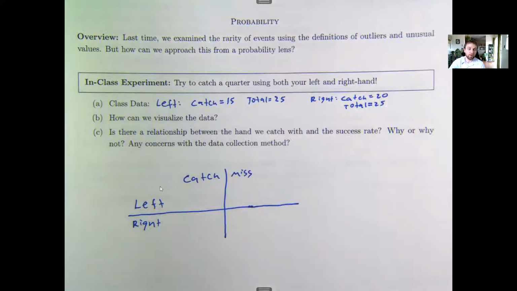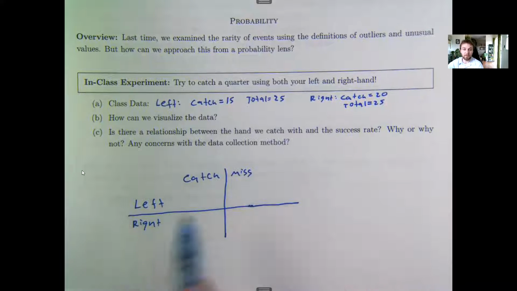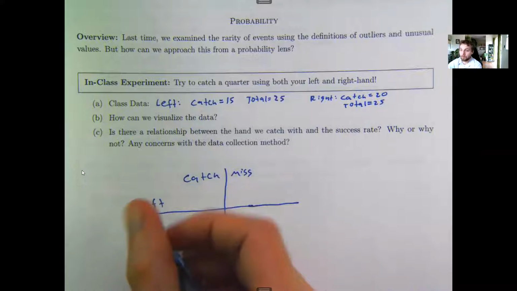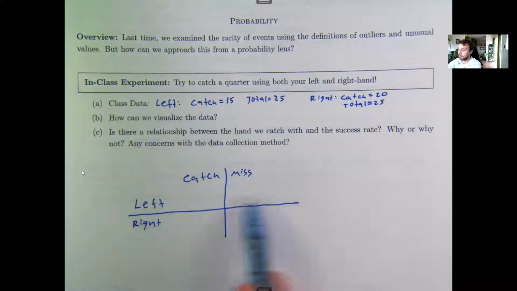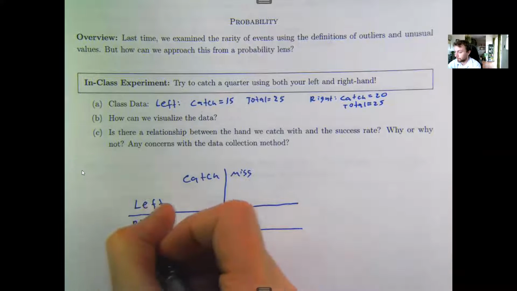I might want to know the total number of times that I caught, the total number of times that I missed, total number of attempts with the left, total number of attempts with the right. So I'm going to add an extra row. Rows are like when you row a boat, rows go side to side. An extra row with the total.